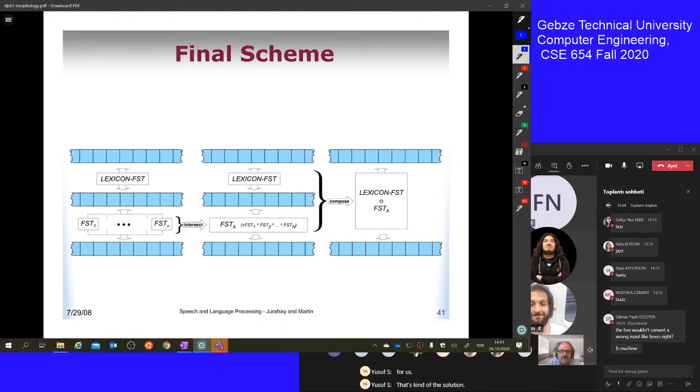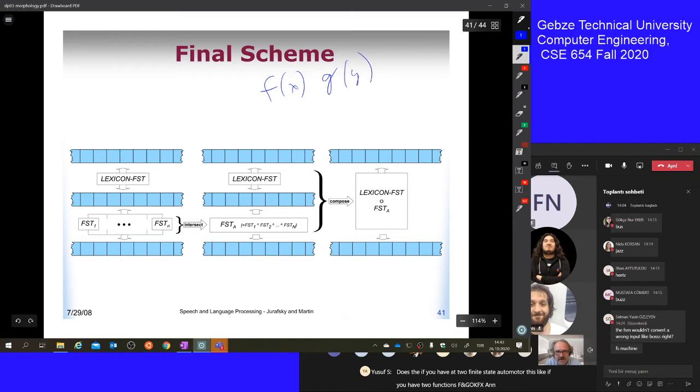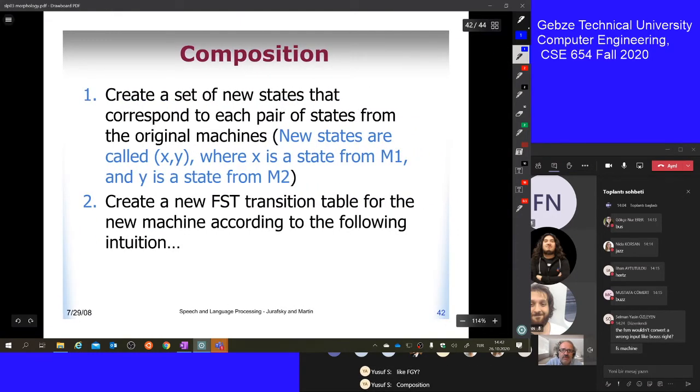Okay, so if you have many of these, you would come up with this kind of stuff, with the intersection and the composition. This is a composition thing. Okay, if you have two finite state automata, it is like if you have two functions f and g, f(x) and g(y), this is something like f(g(y)). Composition. And this is what you do with the composition.